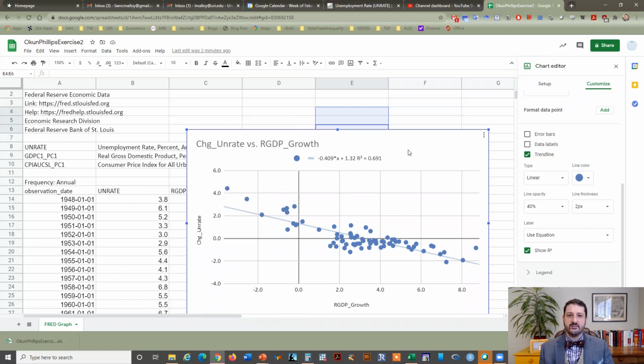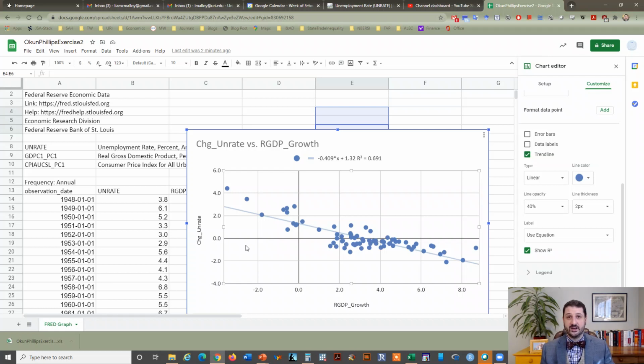Now we also have the r squared here. R squared is a measure that goes from 0 to 1 and is a measure of how well this line fits the data. If it's 0, that says this line doesn't fit the data at all. There's no relationship between these two variables. If it's 1, it says these points are exactly on this line and these are two perfectly related variables.